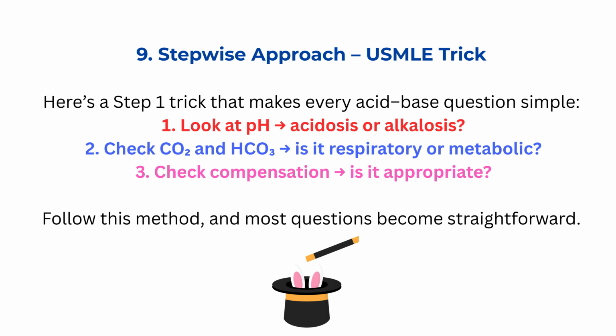9. Stepwise approach, USMLE trick. Here's a step 1 trick that makes every acid-base question simple. 1. Look at pH, which leads to acidosis or alkalosis. 2. Check CO2 and HCO3, which tells you if it is respiratory or metabolic. 3. Check compensation. Is it appropriate? Follow this method and most questions become straightforward.